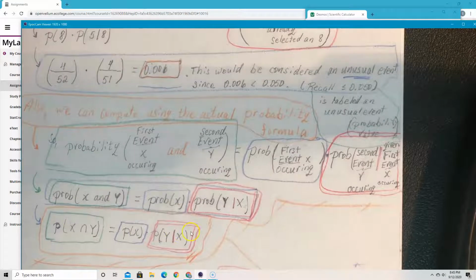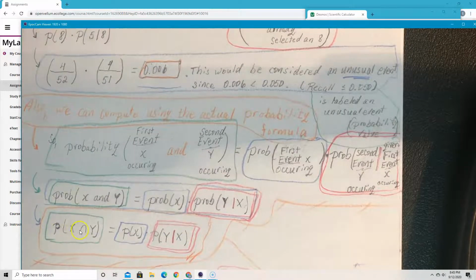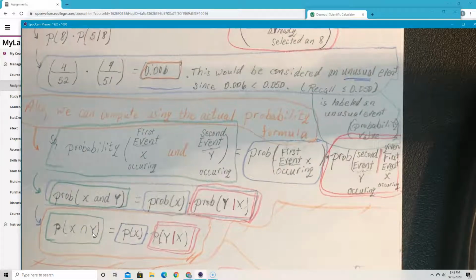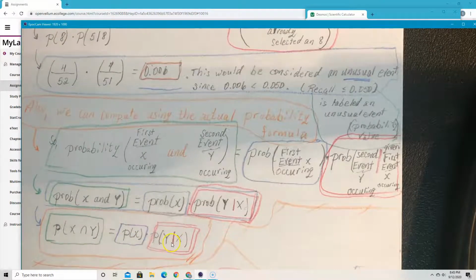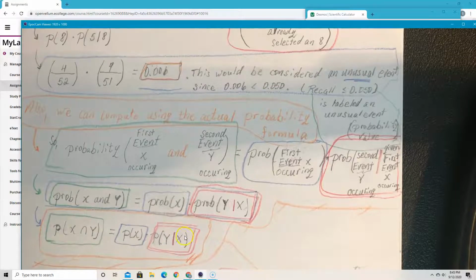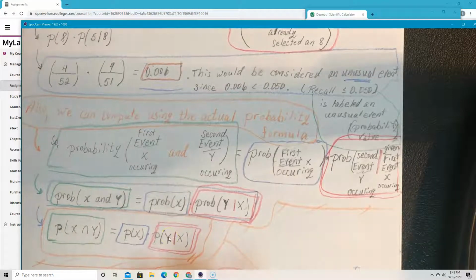And that was this right here. The probability of an event X and a second event Y equals the probability of the first event times the probability of the second event occurring, given knowing, with the restriction, that the first event occurred. Knowing the first event occurred. It did occur.